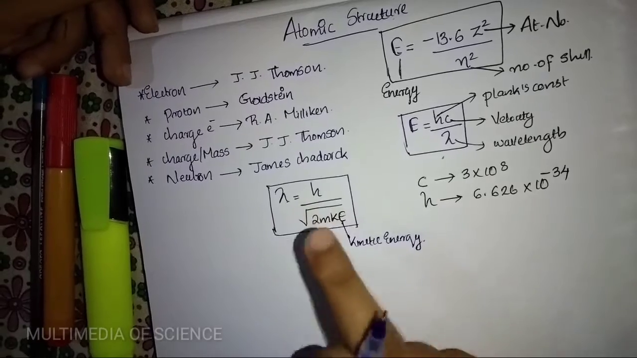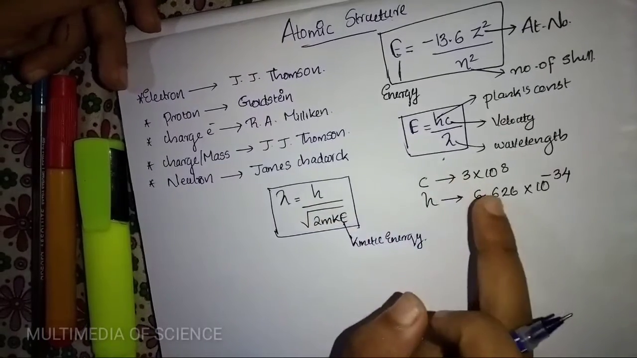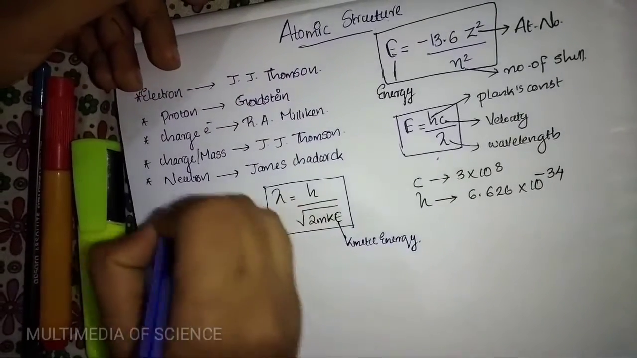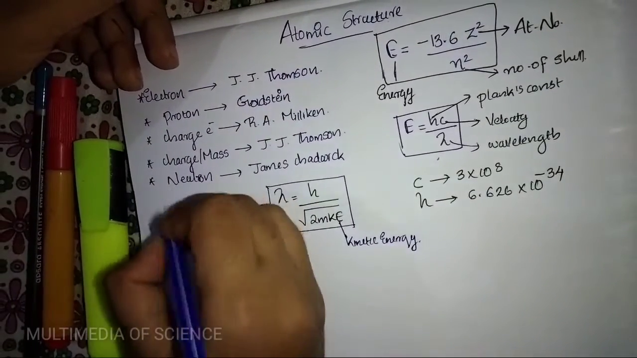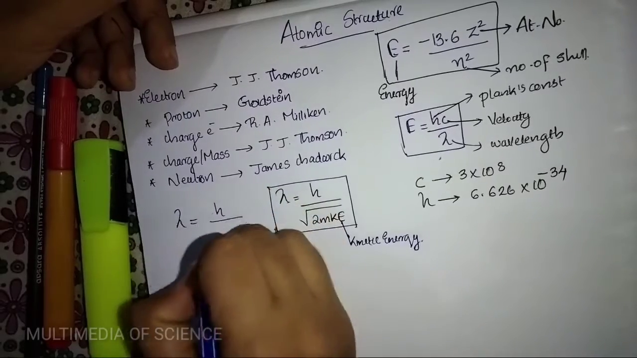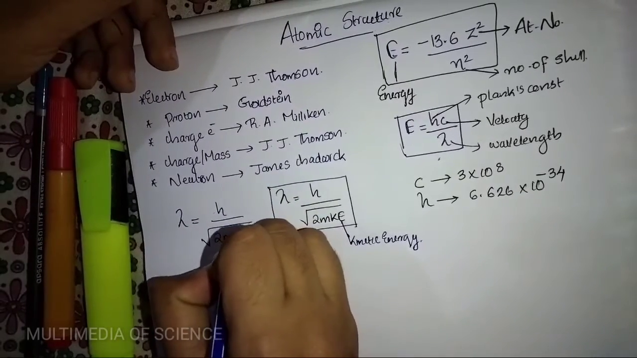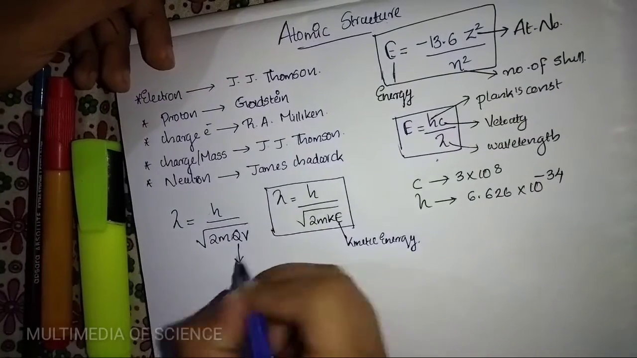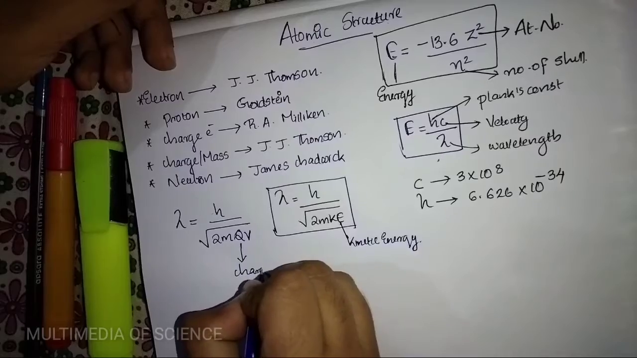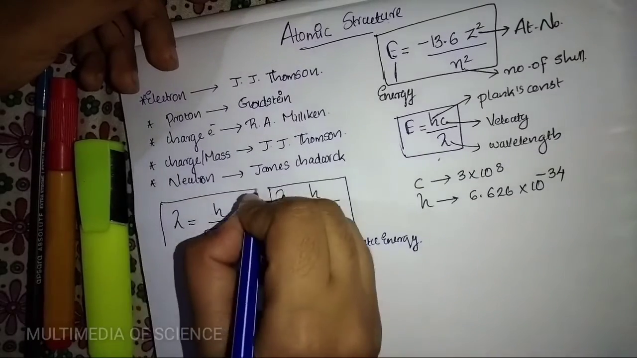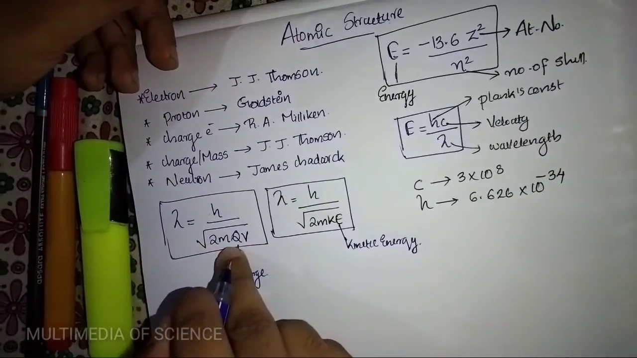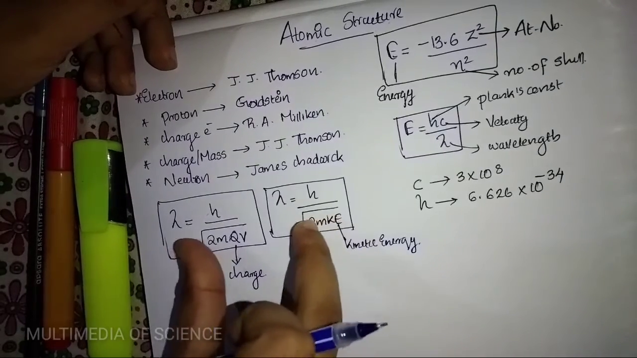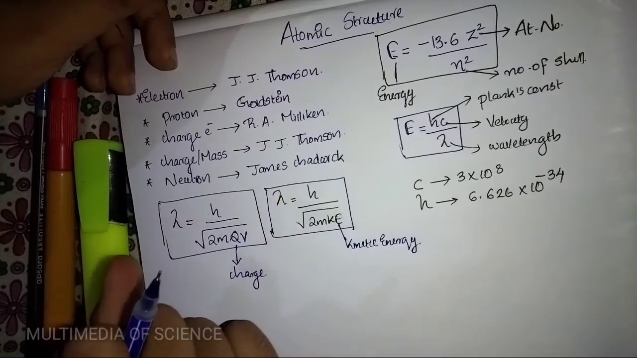If it is discussed in terms of the charge, then the equation will be different. Just look: lambda is equal to h by root of 2mqV. Here q is the charge. These are the two equations for the wavelength lambda.